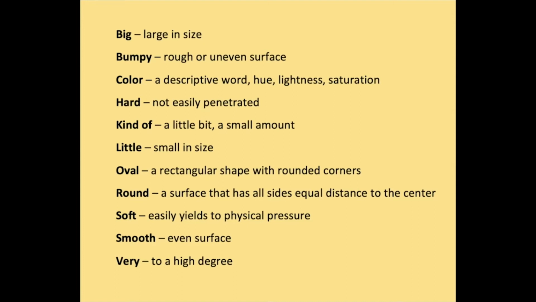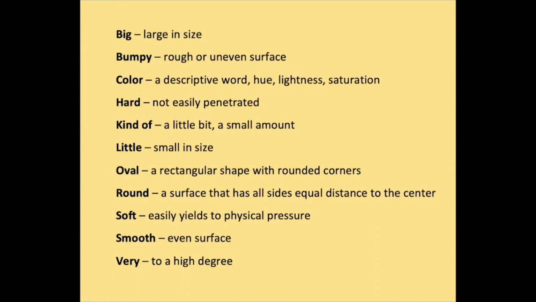We can also use color words like blue or black, but we could also use light and dark. Describe what your specific color looks like. Hard means not easily broken or penetrated. For example, this rock is hard. Kind of means a little bit or a small amount. For example, I only kind of like raisins.